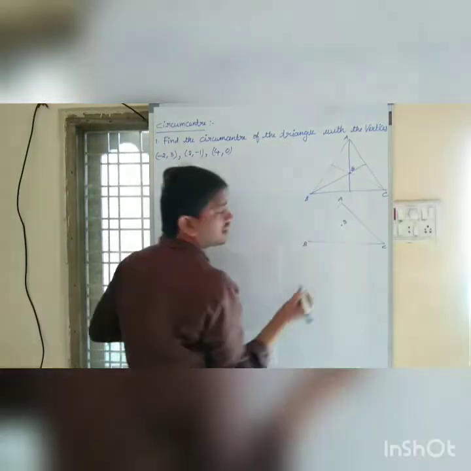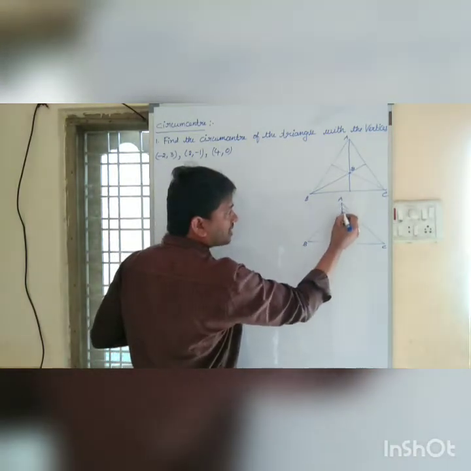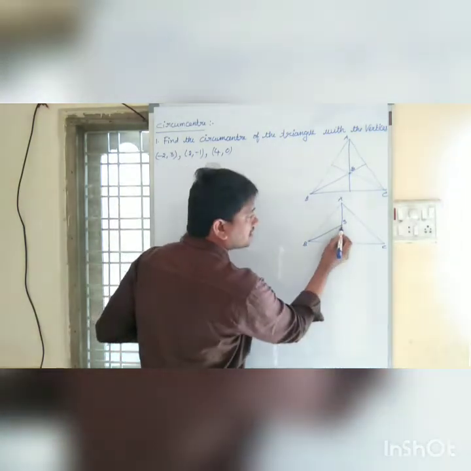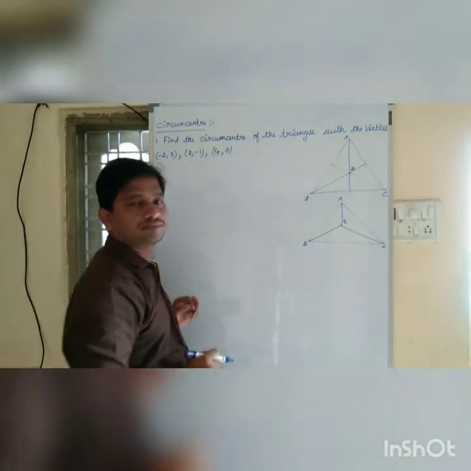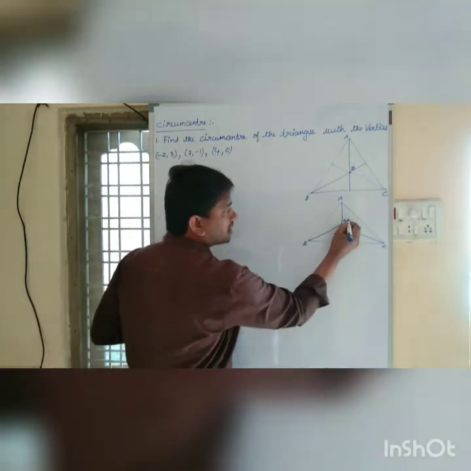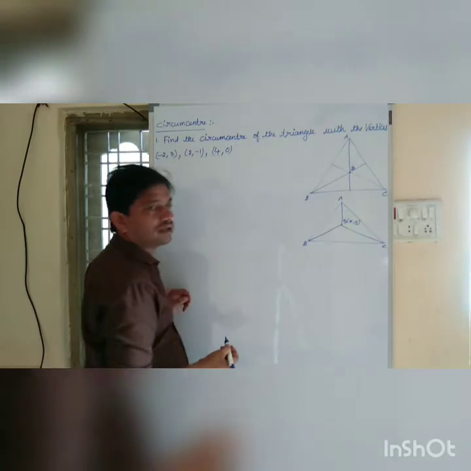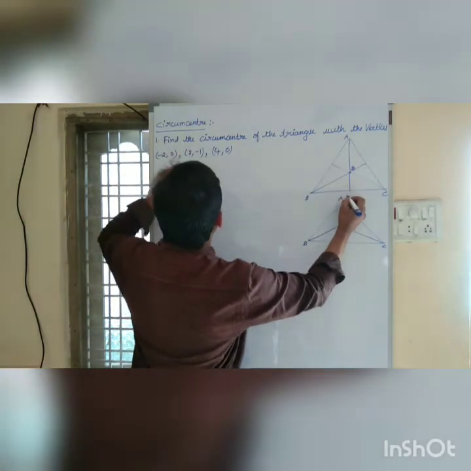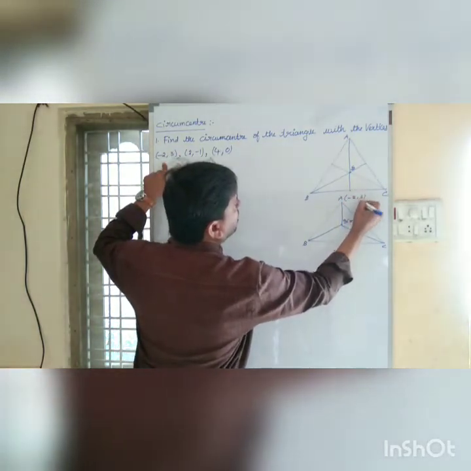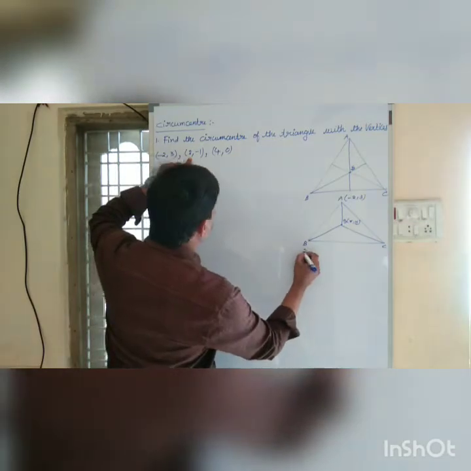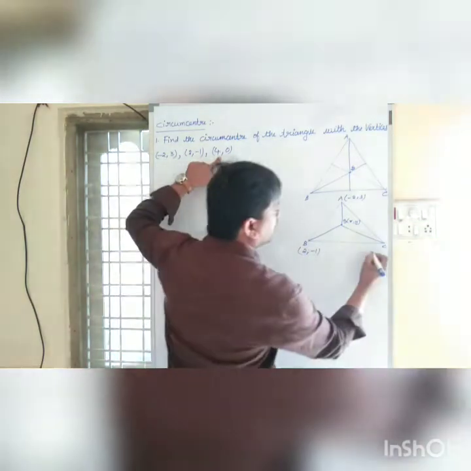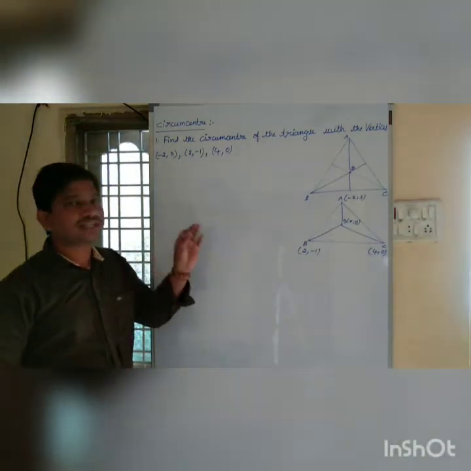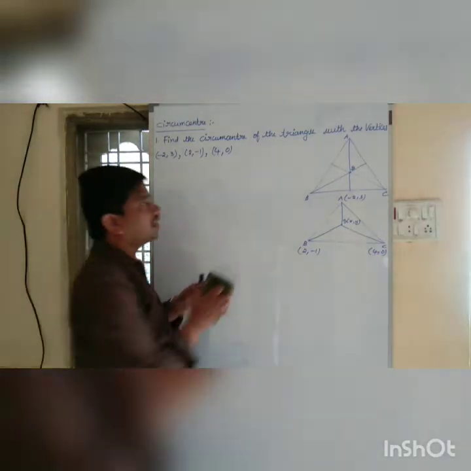S is the circumcenter. I mean, the distance between S and A as well as the distance between S and B as well as the distance between S and C are the same. See, this S of x comma y is the circumcenter of triangle ABC. A is a vertex of the triangle, that is minus 2 comma 3, and B is a vertex of the triangle, that is 2 comma minus 1, and C is a vertex of the triangle, that is 4 comma 0. Let A, B, C be the vertices of triangle ABC.